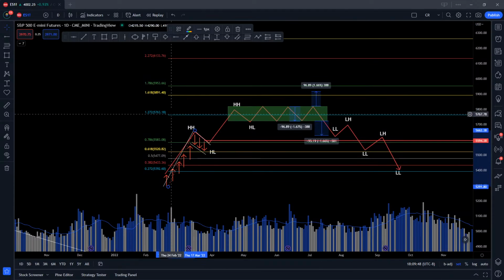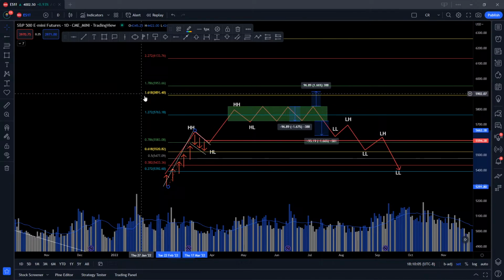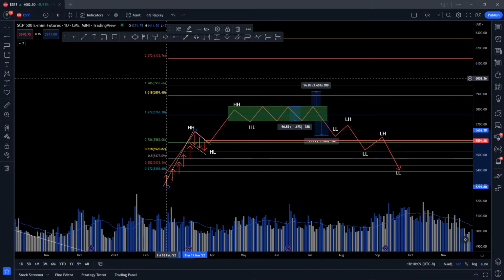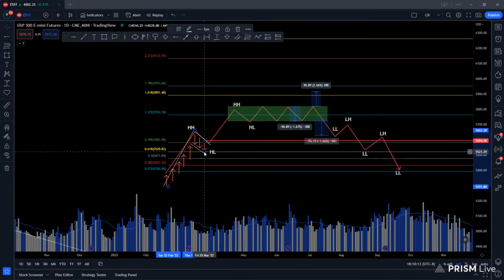Normally your first trim for profits is going to be the 1272 level. So your fibs you draw from the top of the flagpole down to the bottom, and then that will show you your profit targets. So you would trim at 1272, you would take your next trim at 168, and then your last trim at 1786.